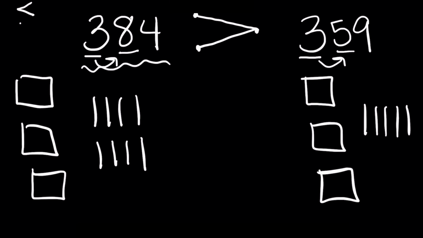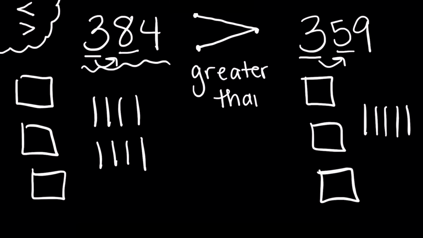This time we did greater than, and these are what those two symbols look like. So the symbol we just drew actually means greater than. So I would read this comparison statement like this. 384 is greater than 359, and that's because 8 tens is 3 more tens than 5 tens.